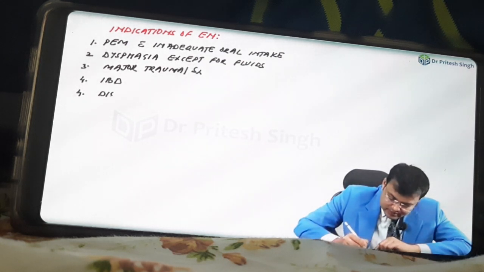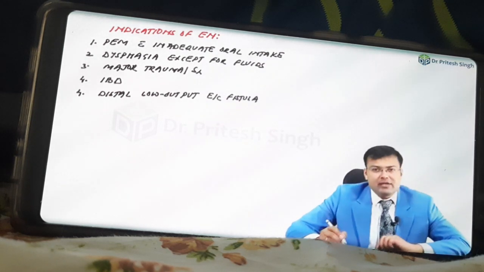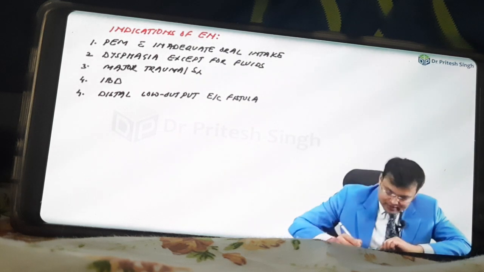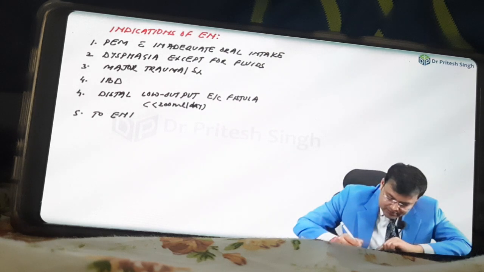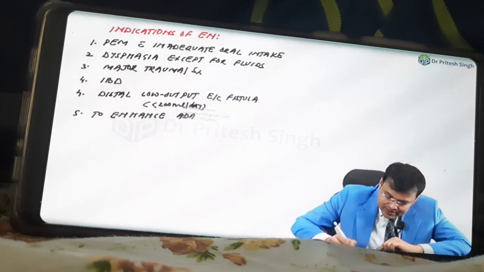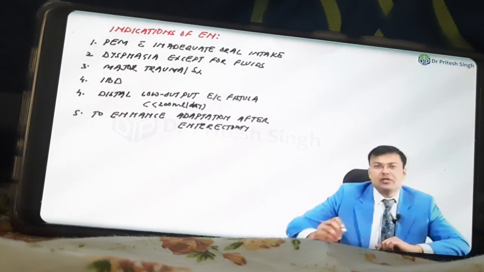Fourth, inflammatory bowel disease. Fourth, distal low output enterocutaneous fistula. What is the definition of low output enterocutaneous fistula? Whenever the output is less than 200 ml per day. And fifth, to enhance adaptation after enterectomy. So these are the indications of enteral nutrition.